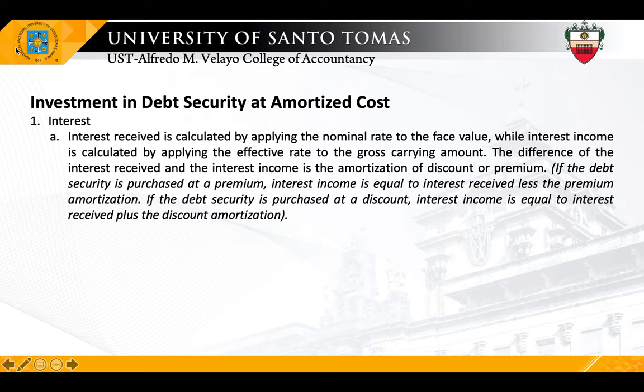So, when we say interest received, this is the amount of interest received by the creditor from the debtor as stipulated in the bond indenture. So, when we say nominal rate, it is also called stated rate or stipulated rate because it is given in the contract, in the bond, that the creditor will receive and the debtor will pay interest at that particular interest rate. Kaya nga, if a bond or a note is non-interest bearing, meaning walang nominal interest rate. When we say effective rate, this is the rate of interest which is used in the computation of interest income. This is also called effective rate, market rate, or yield rate.